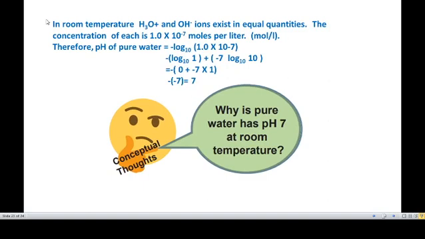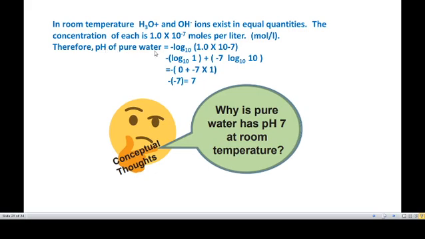Next, at room temperature, H3O+ and OH- ions exist in equal quantities. The question: why does pure water have pH 7 at room temperature? At room temperature, the hydronium ion H3O+ and the hydroxyl ion OH- exist in equal quantities. The concentration of each is 1.0 × 10^-7 moles per liter.